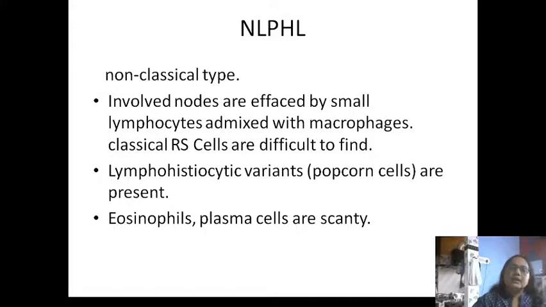In this Hodgkin's lymphoma of the non-classical type, the involved lymph nodes are effaced by small lymphocytes admixed with macrophages. Classical RS cells are difficult to find. What do we find here? We find the popcorn cells. Eosinophils and plasma cells are scanty.